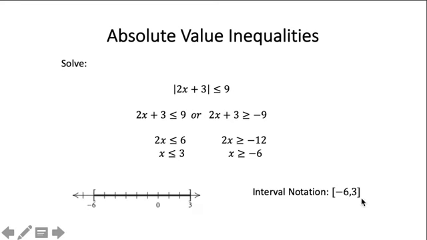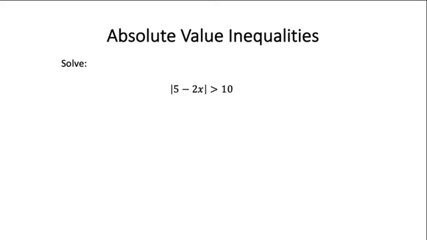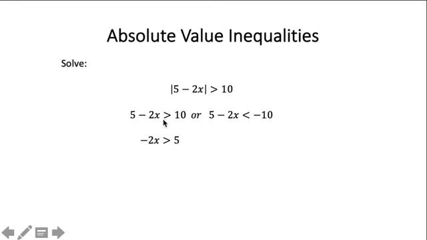All right, one last example for this chapter and for this section. So the absolute value of 5 minus 2x is greater than 10. I'm going to separate those. 5 minus 2x is greater than 10. 5 minus 2x is less than negative 10. Look, guys, switch two things. This is greater than, now it's less than. This was positive, now it's negative.